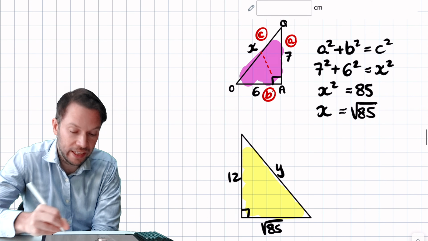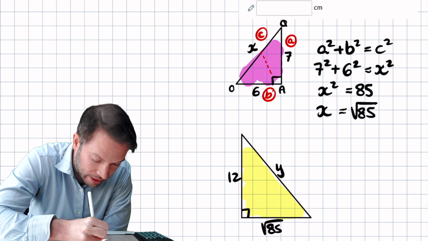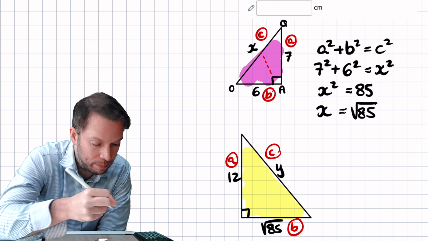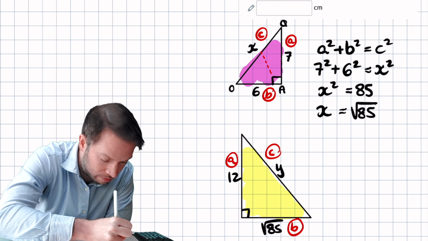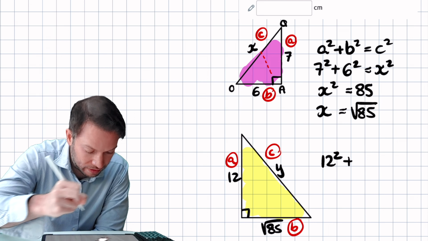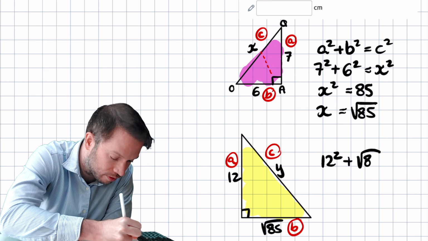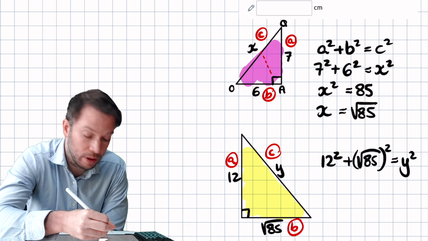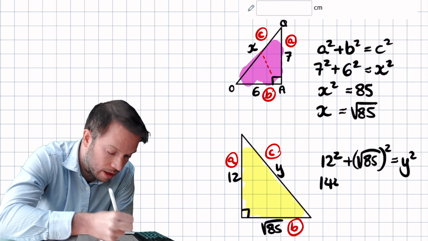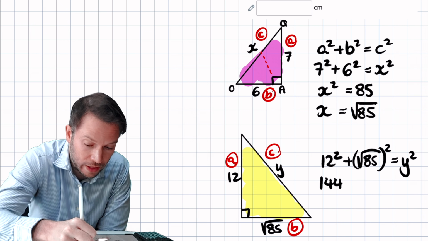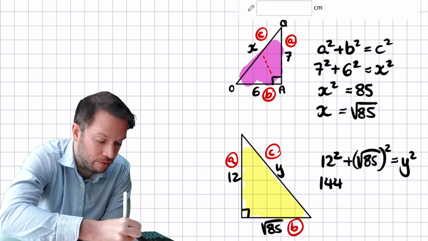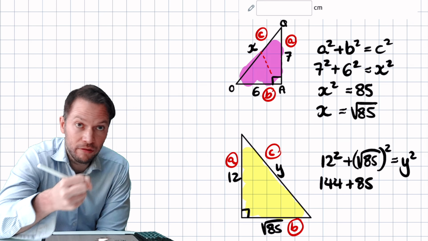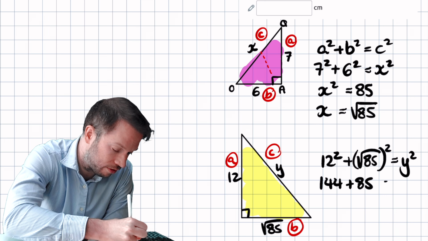So let's use Pythagoras again. The two shorter lengths I'm going to make A and B, either way around, and the hypotenuse is C. So A squared plus B squared equals C squared. A is 12, so 12 squared plus B squared, which is root 85 squared, is equal to C squared, Y squared. Now, 12 squared is 144. Root 85 squared, well, the squared cancels out the square root, leaving just 85. That's why we left the root 85 as root 85 rather than as a decimal. That's equal to Y squared.